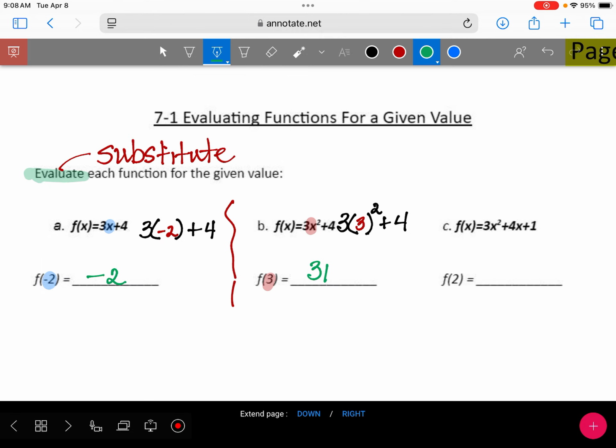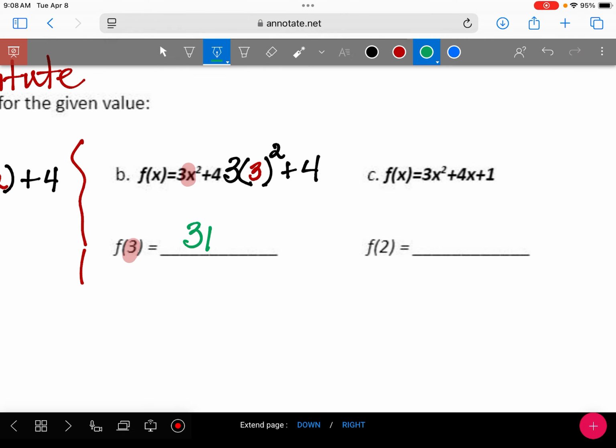And then for question C, our function is 3x squared plus 4x plus 1. Notice that we have 2 places where we have to do our substitution. So that would be 3, and then I'm just going to write my function out. And now I'm substituting in a positive 2. Go ahead and see what you get.